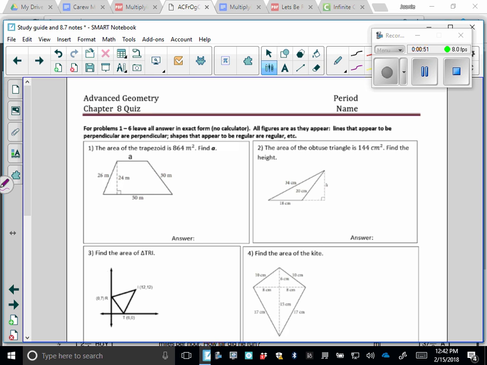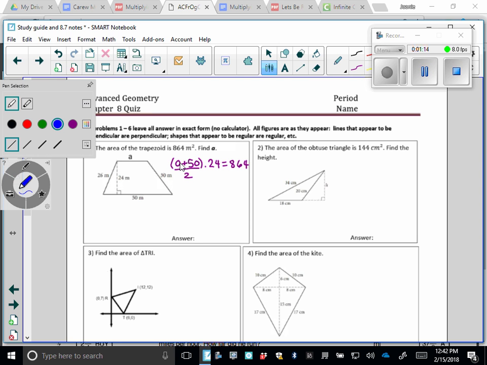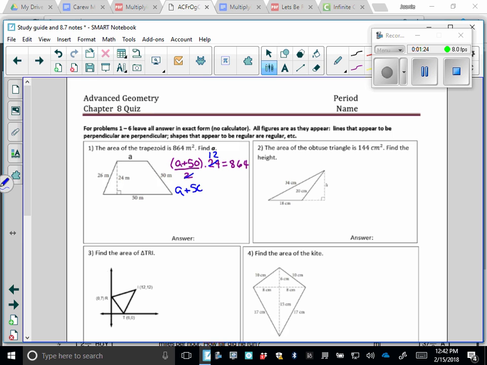So this first problem, the area of the trapezoid is given. We have to find A. So we know that (A plus 50) divided by 2 times the height is equal to 864. So 2 goes into 24 12 times. So we have (A plus 50) times 12 equals 864.